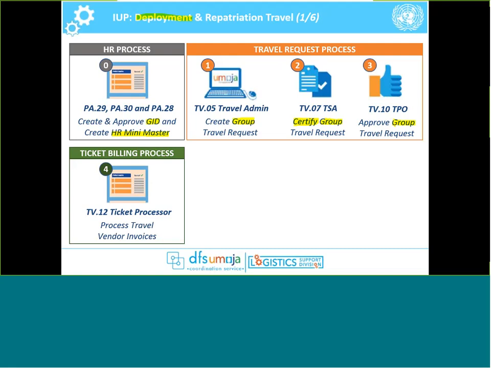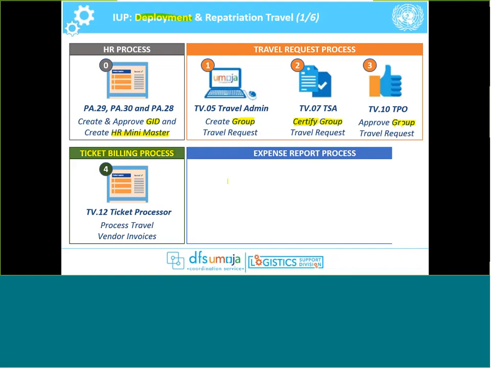All the processes, meaning shipment, even the ticket billing, right? The payment of the invoices for the vendors will be done individually. So the vendor will send one invoice for each traveler, and the ticket billing processor in finance will pay each invoice. So the shipment request will be done individually, and the same thing for the expense report. So the expense report, you as a travel administrator will raise individual expense reports.